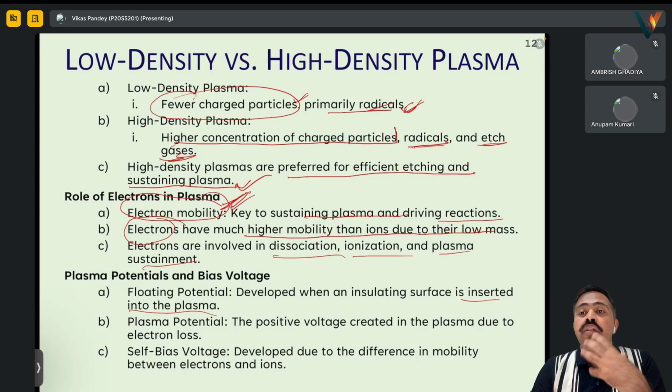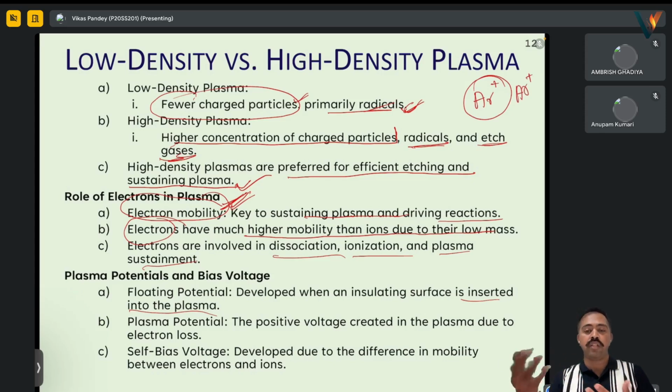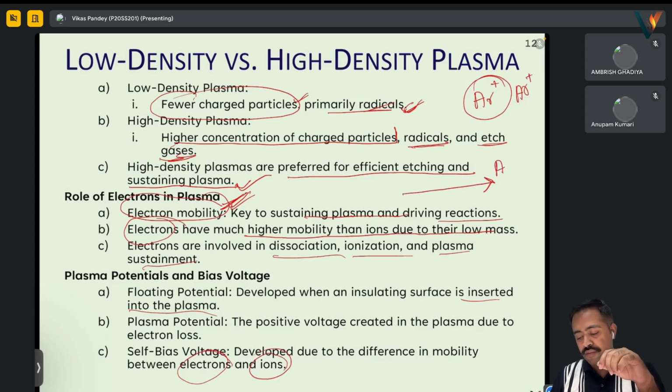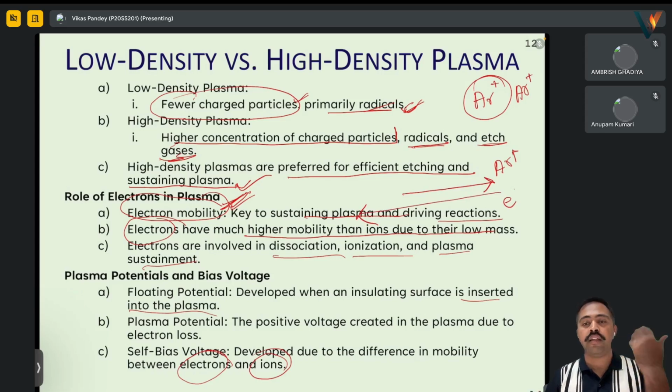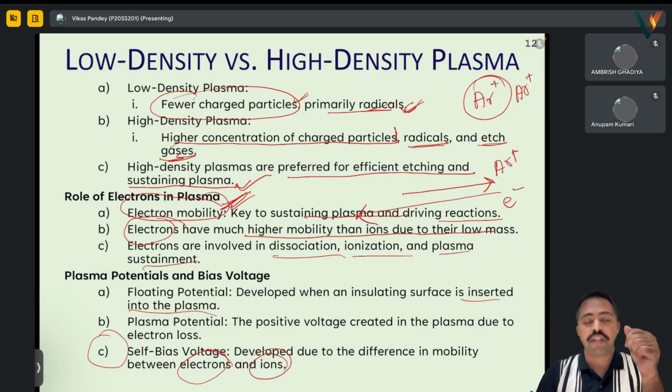The positive voltage that is created in the plasma is due to the loss of electrons. We are seeing that argon is there, and argon positive ions are forming. So a positive voltage is forming since all the atoms are losing electrons to form the ions. This voltage created is called the plasma potential. Along with this, we have a difference in the mobility of the ions and the electrons. The ions move at some speed, and the electrons in the opposite direction at a higher speed. Due to this, a difference will be created, and that will lead to creation of a self-bias voltage.